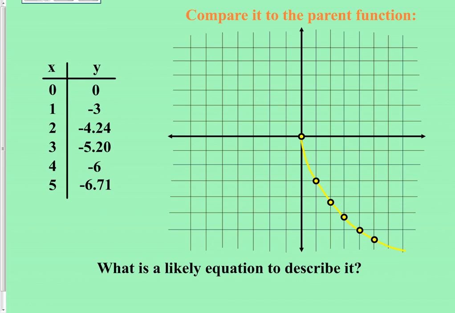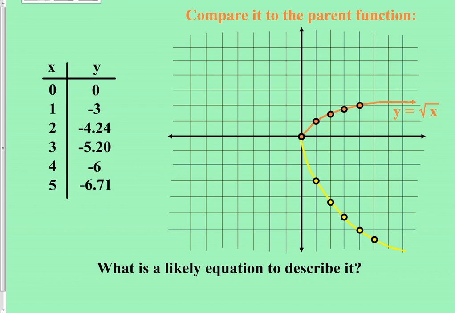Okay, so let's compare it to the parent function. Here I have brought the parent function, its first 5 ordered pairs, into the problem. There's y equals the square root of x. That's what our graph should be doing, but clearly it is not doing that. So let's see if we can figure out what is different. Well, just start making basic observations.